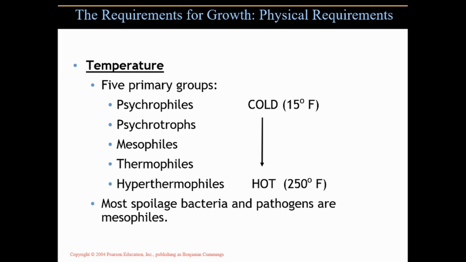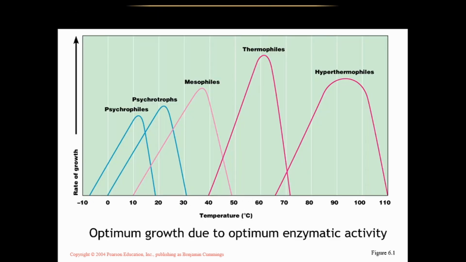And this is all based on enzymes. How do their enzymes function? Temperature is a necessary requirement for enzymatic function, and so this becomes an important physical requirement because temperature is an important factor for enzyme function. And this is just a graph showing that they have optimal growth temperatures. They peak at a particular temperature and then they decline, and then the next group comes in and it peaks at a particular temperature, and so on.